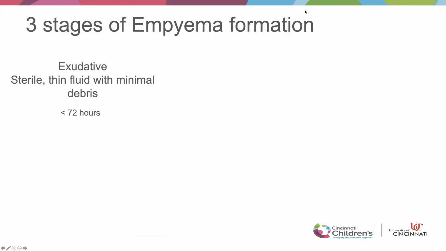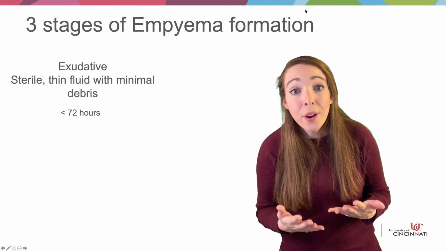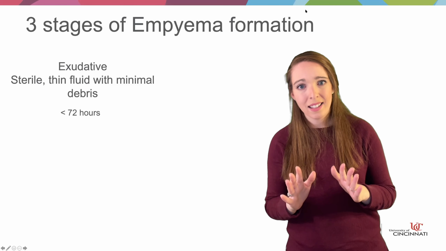So in the first couple of days, 2 to 3 days, is kind of the exudative phase. That's when you get fluid generated, it's sterile, it's not infected, and it's not for sure that you're going to progress to the next stage. But if you still don't have good source control, or if the infection progresses, then you progress to the next stage. Oh, okay, that makes sense.